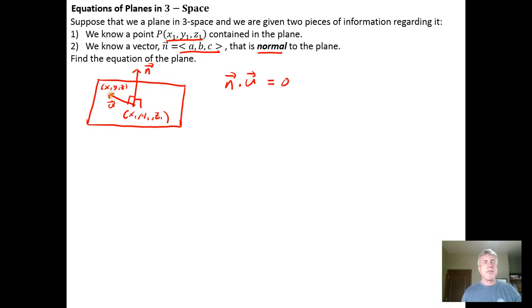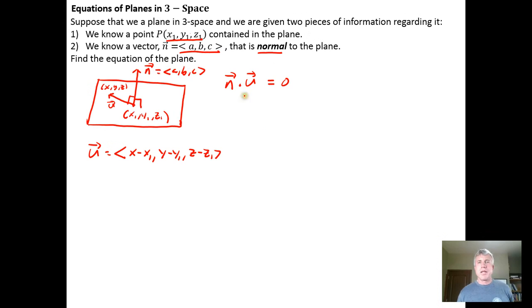Well, how do you find the vector u? We know how to find a vector if we know the initial point and the terminal point. We take the difference between the x, y, and z components. So we would do x minus x sub 1 to get the x component of that vector, y minus y sub 1 to get the y component, and z minus z sub 1 to get the z component. And again, a, b, c is just any vector that you can find that's perpendicular to the plane.